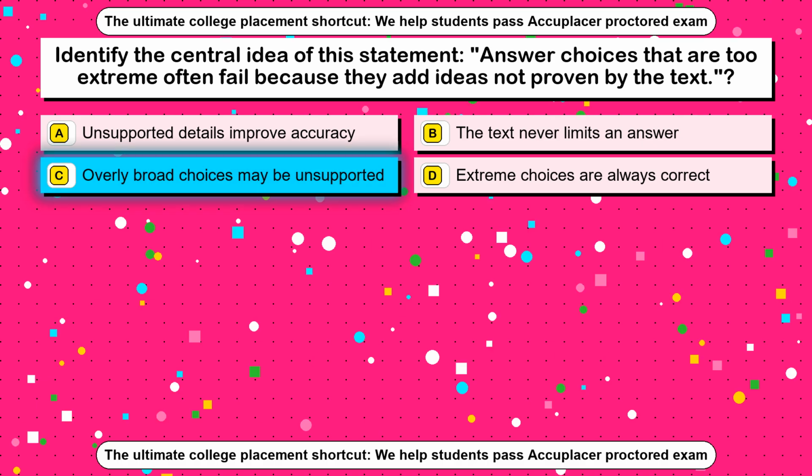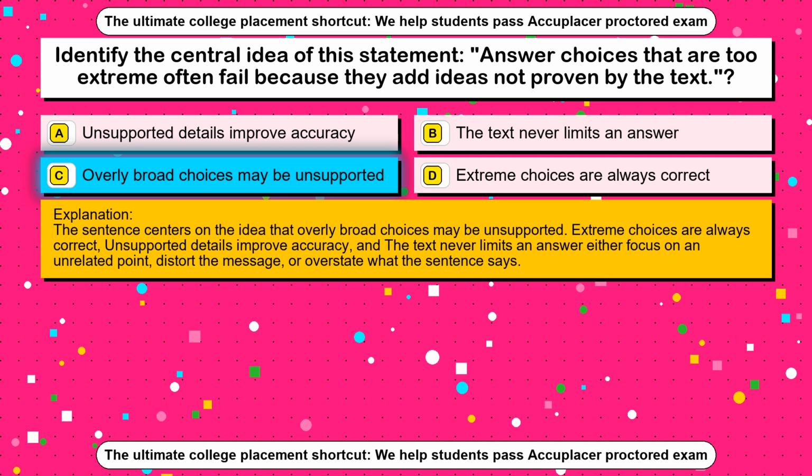The correct answer is option C, overly broad choices may be unsupported. The sentence centers on the idea that overly broad choices may be unsupported. Extreme choices are always correct, unsupported details improve accuracy, and the text never limits an answer, either focus on an unrelated point, distort the message, or overstate what the sentence says.